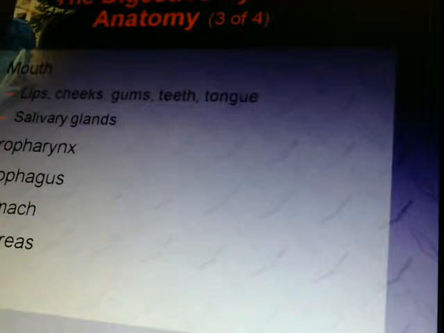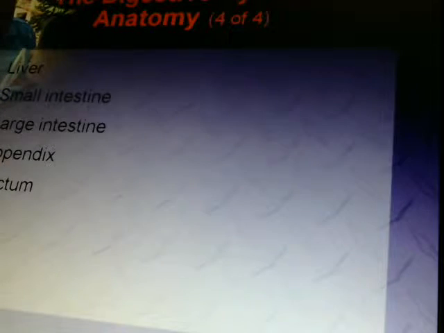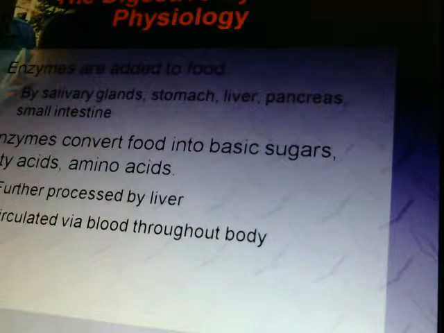Your digestive system starts in the mouth: your lips, cheeks, gums, teeth, and salivary glands. Then it goes to your oropharynx, to your esophagus, to your stomach, and then to your pancreas, your liver, your small intestines, your large intestines, your appendix, and your rectum. So you're either going to defecate it out the back side or urinate it out the front side. Enzymes are added to food by your salivary glands, stomach, liver, pancreas, and small intestines. These enzymes can convert food into basic sugars, fatty acids, and amino acids. Then it's further processed by the liver and circulated via the blood through the body to give nutrients to all the cells.